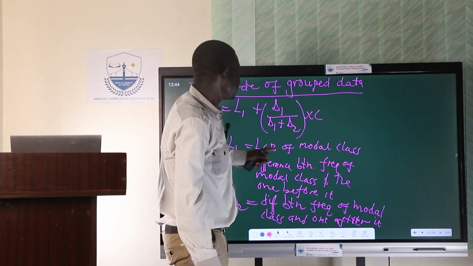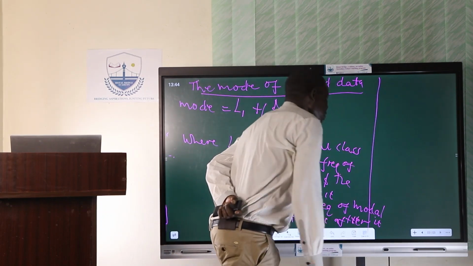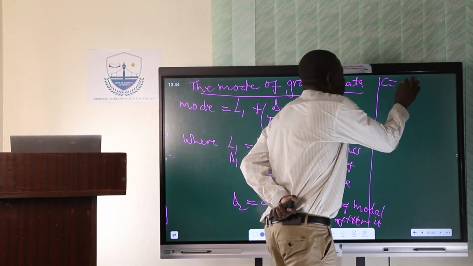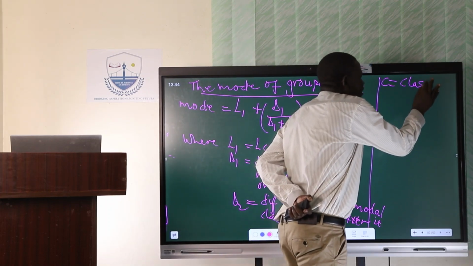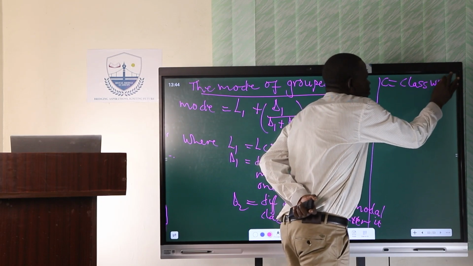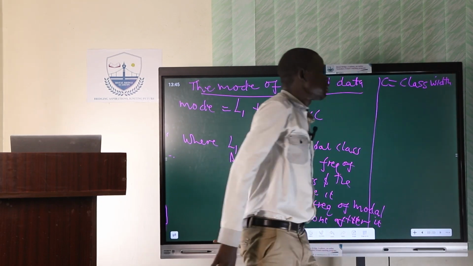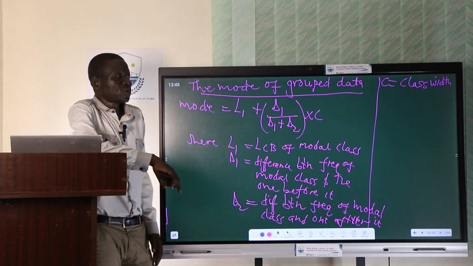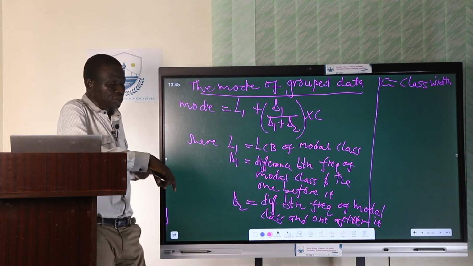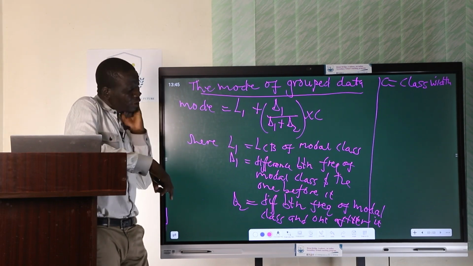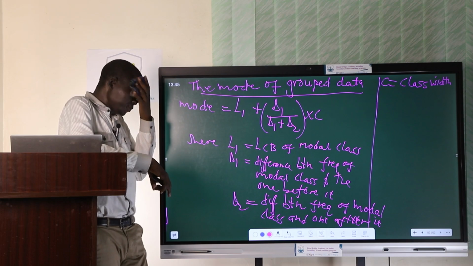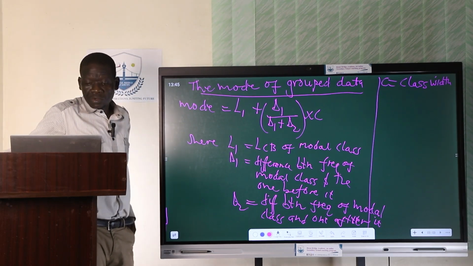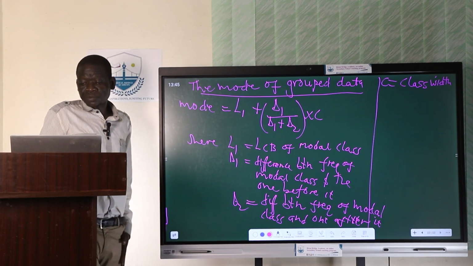Then C represents the class width of the modal class, or class size. Sometimes you can call it class size, class width, or class interval of the modal class. So that's the formula for finding the mode of the group data.